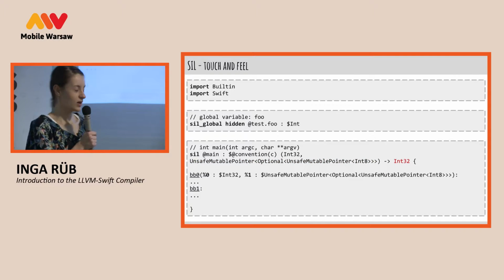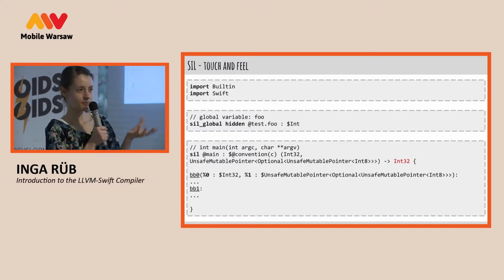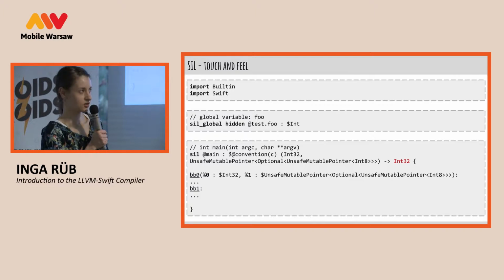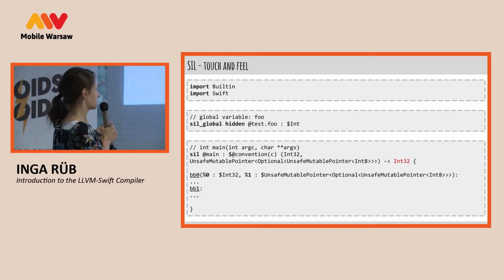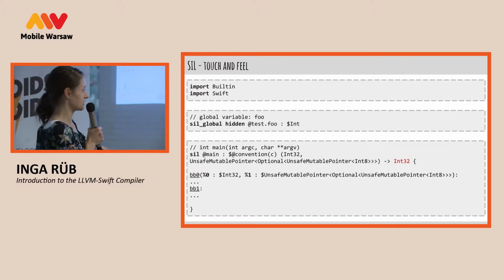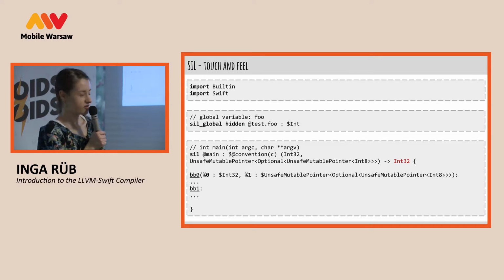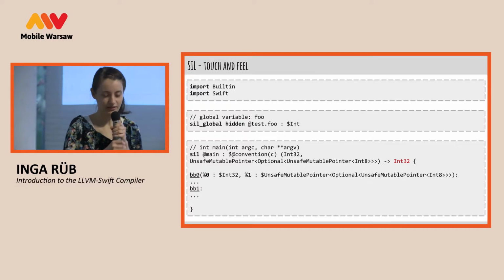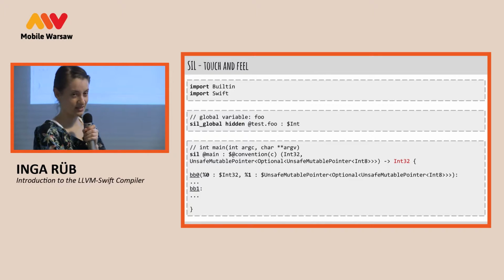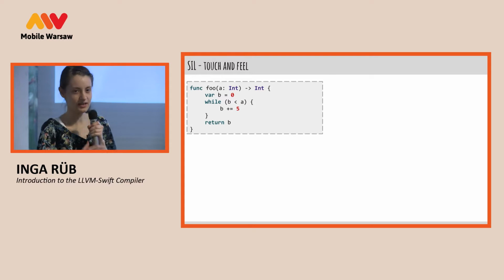Okay, and what do we have inside this main function? This main function wraps the top-level code that is placed in your file, and it consists of basic blocks, as every function in C. These basic blocks are annotated here as bb0 and bb1. Okay? And now we will try to understand what is inside these basic blocks and what the instructions look like. Okay, so let me move on to a simple example.